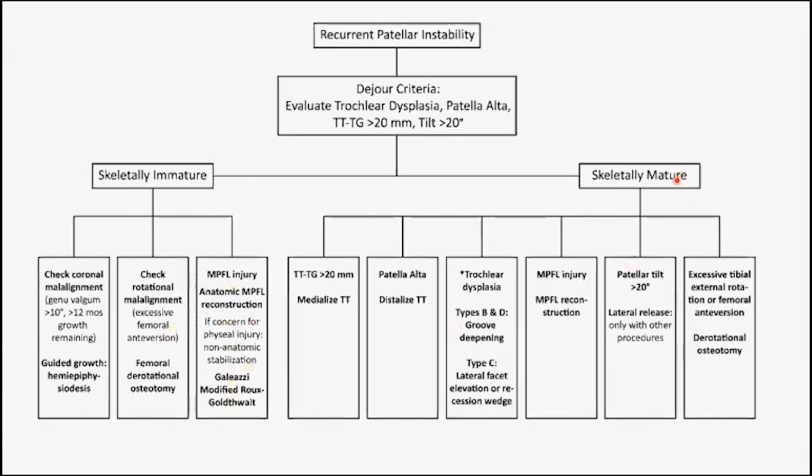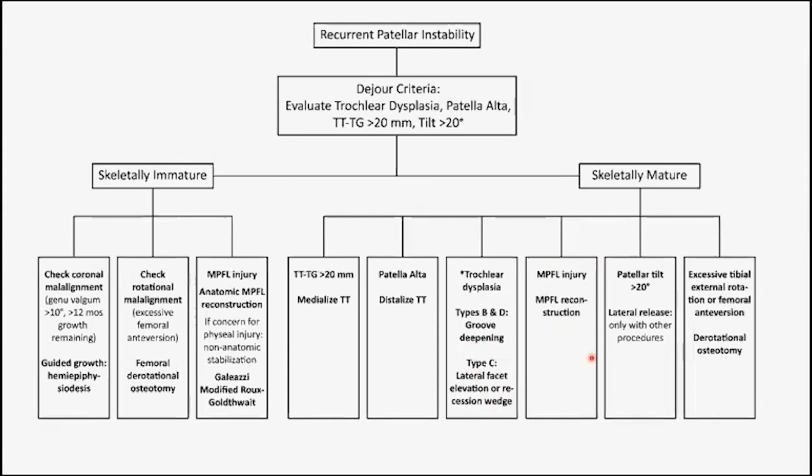Skeletally mature patient, we address the risk factor present in the patient. Lateralized tibial tuberosity, we will do medialization. Patella alta, we will distalize. Trochlear dysplasia, if type A, we will ignore it. Type B and D, we will do groove deepening. Type C, we will do lateral facet elevation or a resection wedge to decrease the lateral convexity.